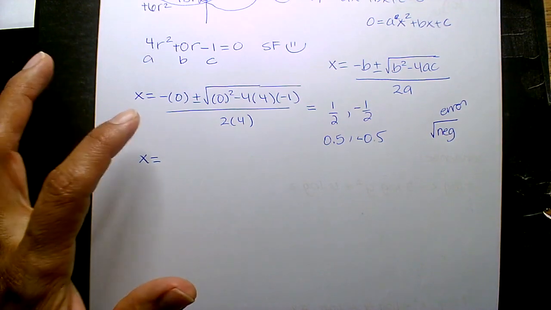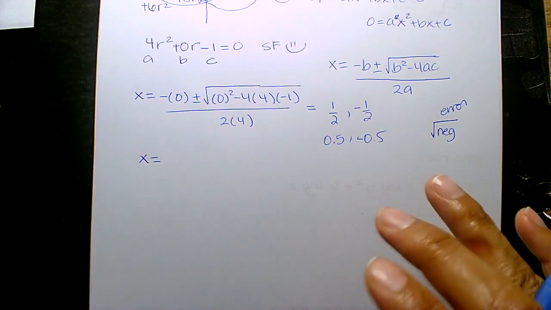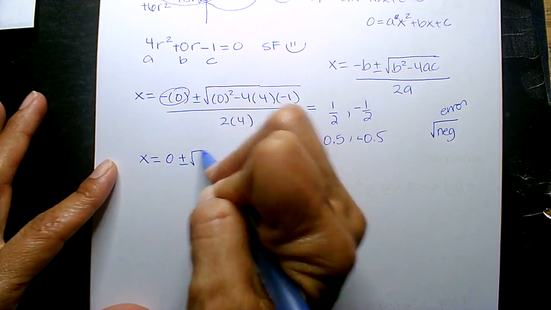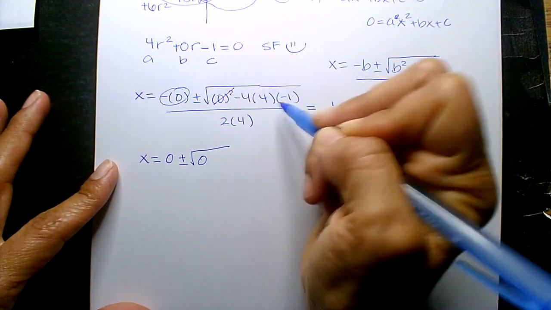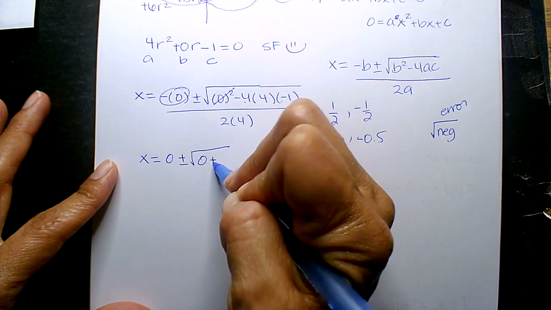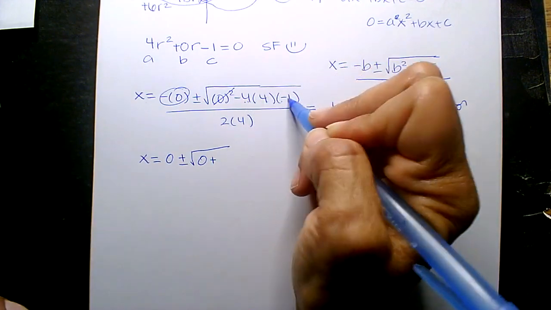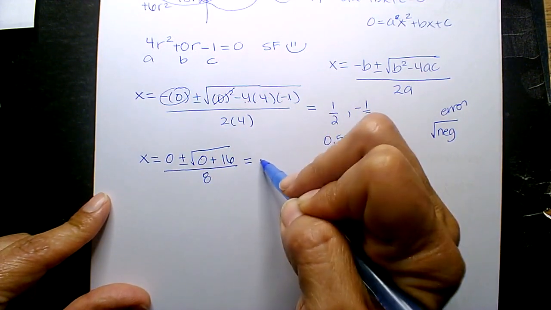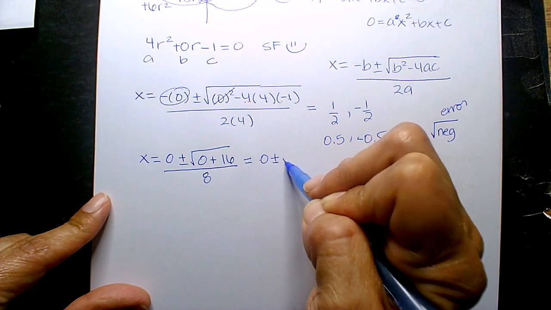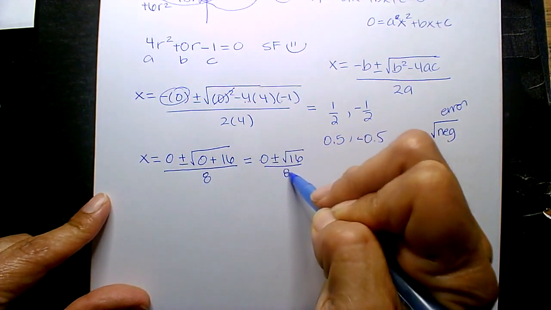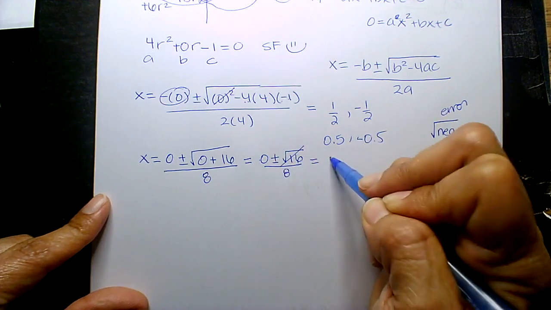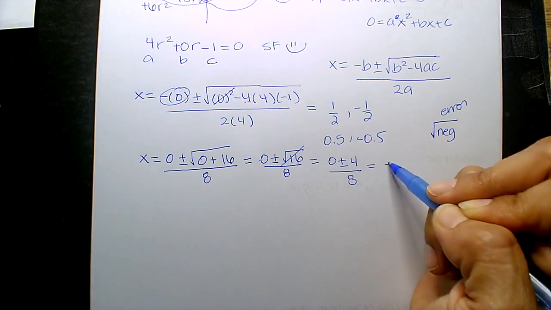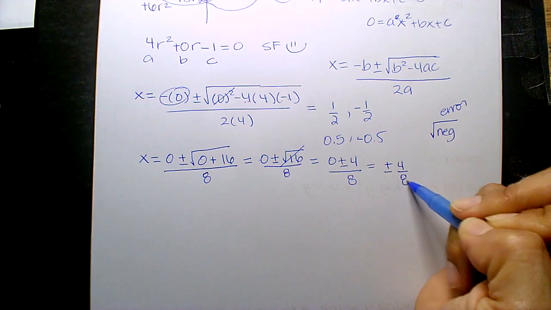Okay, look, solving it by hand isn't a bad idea, because look, this is negative 0, but 0 is always a positive number. This is 0. Minus a negative is a positive, so 4 times 4 is 16, times 1 is 16, over 8. And so I get 0 plus or minus the square root of 16 all over 8. The square root of 16 is 4, all over 8. And so really you're looking at plus or minus 4 over 8.